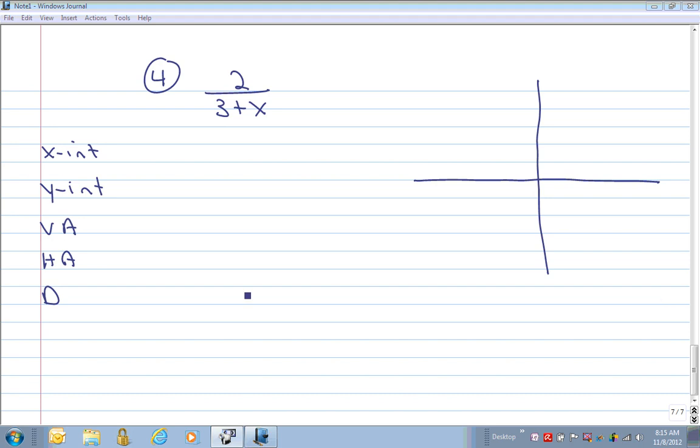Alright, so the first thing I'm going to do, there is no factoring to be done, which would be my first step, but I don't have standard form here. So I'm going to go ahead and rewrite this in standard form. So that would be 2 over x plus 3.